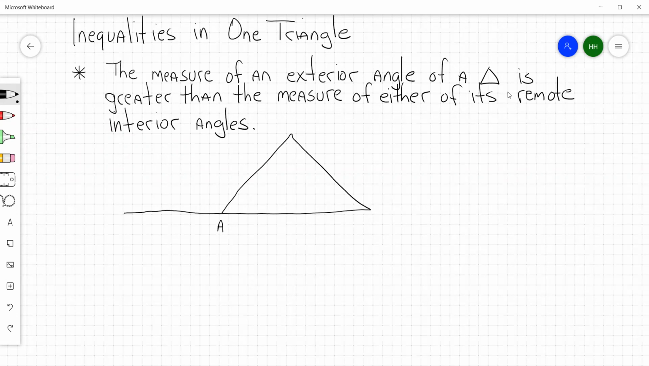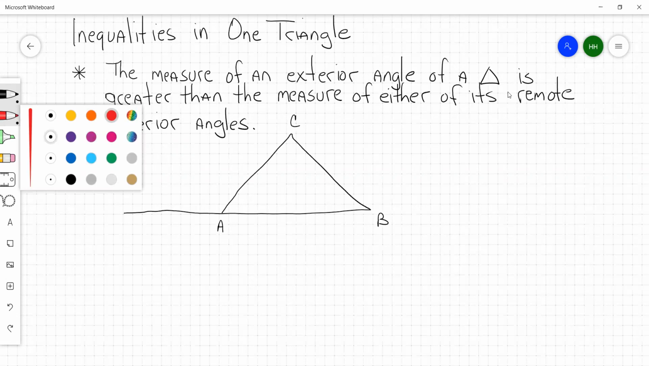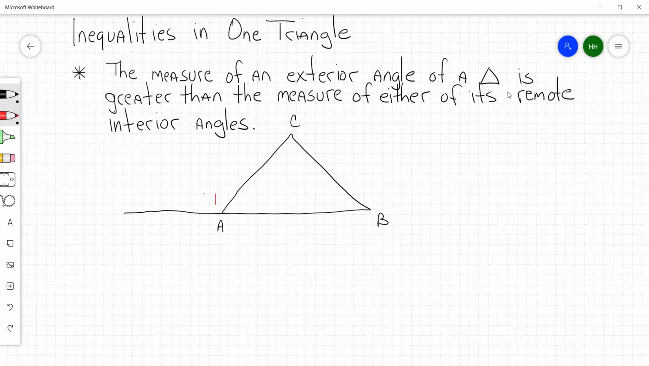In this triangle here, ABC, angle 1 right here is an exterior angle. Its remote interior angles, remote, like far away, like the remote control for your TV, you can control the TV from far away. Remote interior angles, far away interior angles, right here.